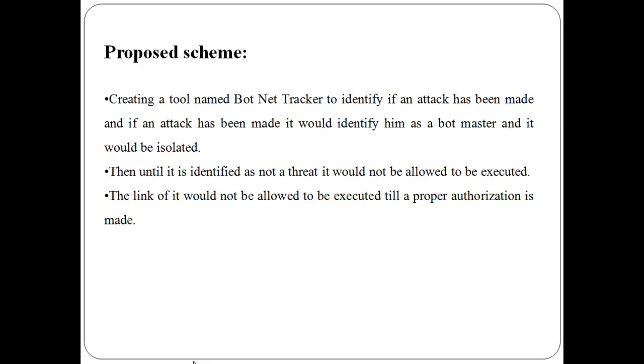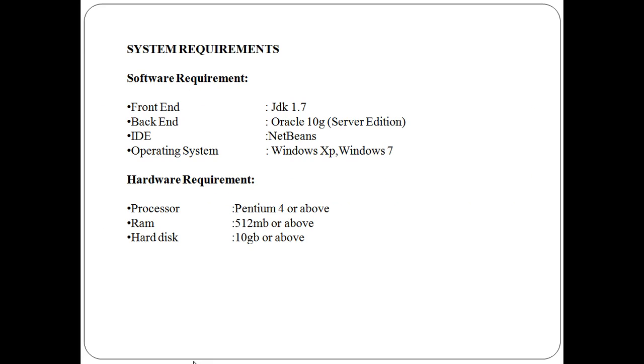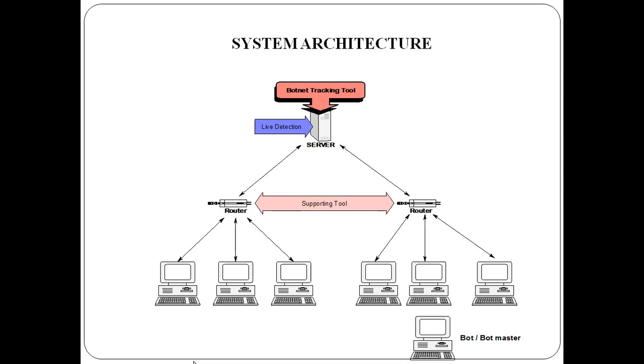Proposed system. Creating a tool named botnet tracker to identify if an attack has been made, and if an attack has been made, he would be identified as a bot master and would be isolated. System requirements: software requirements and hardware requirements. System architecture. The supporting tool is placed at the router, where the primary check of code words will be done. The botnet tracking tool is placed at the server. Here the secondary check will be done.